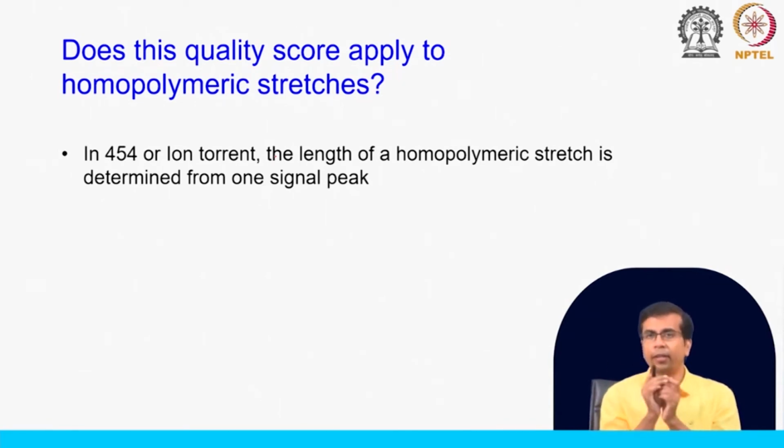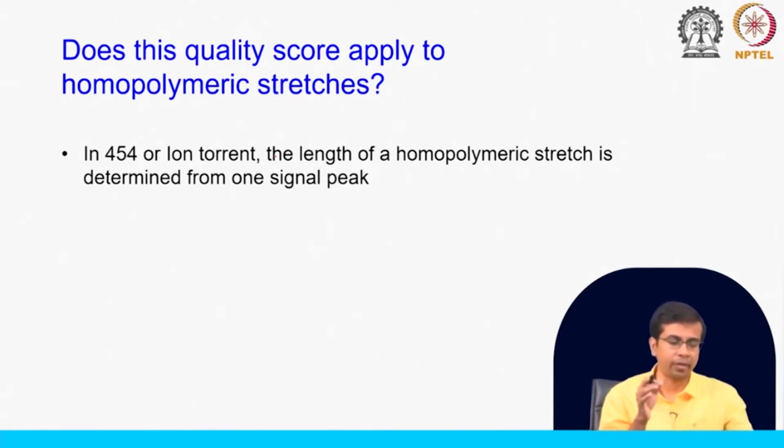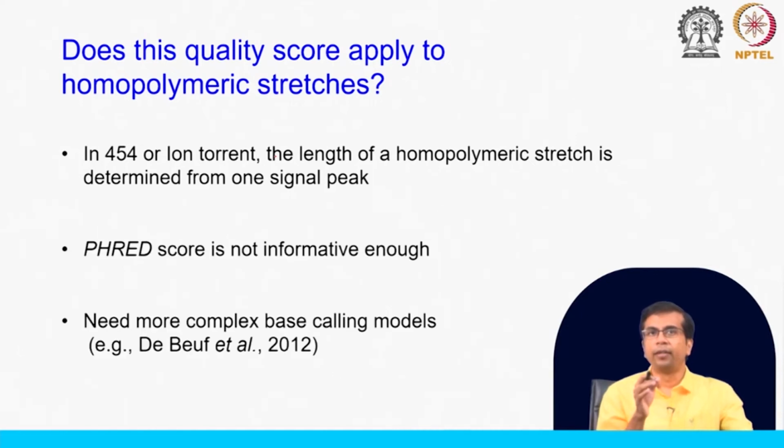So, if you look at the quality score of these bases in the homopolymeric stretch, they are actually very close to each other. They do not differ so much from each other. So, what researchers have seen is that the Phred score is actually not informative enough. You cannot just rely on the Phred score if you are looking at homopolymeric stretches in 454 data or Ion Torrent data, and researchers have developed more complex base calling models.